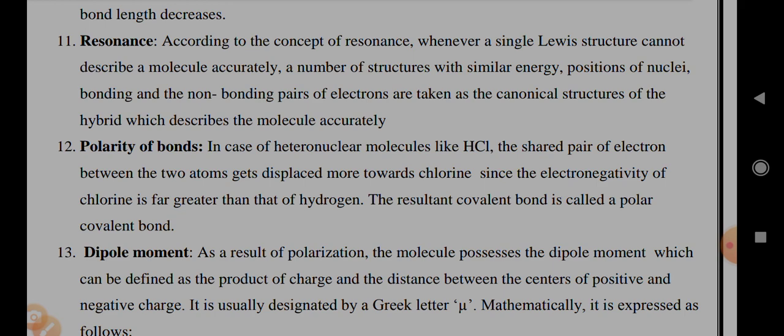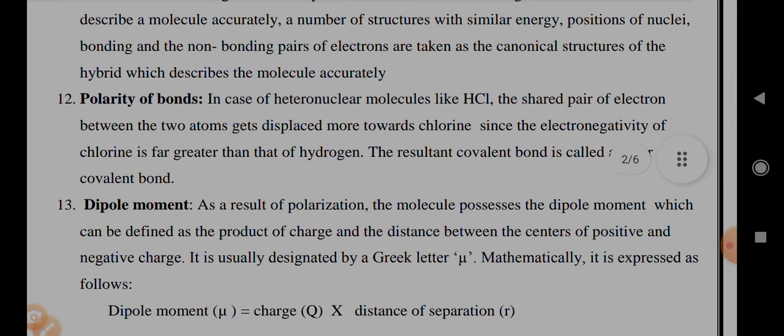Polarity of bonds. In the case of heteronuclear molecules like HCl, the shared pair of electrons between the two atoms gets displaced more towards chlorine. Since the electronegativity of chlorine is far greater than that of hydrogen, the resultant covalent bond is called a polar covalent bond.